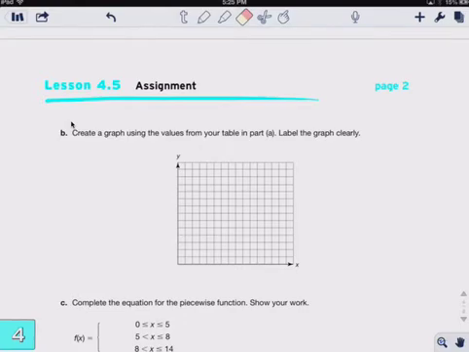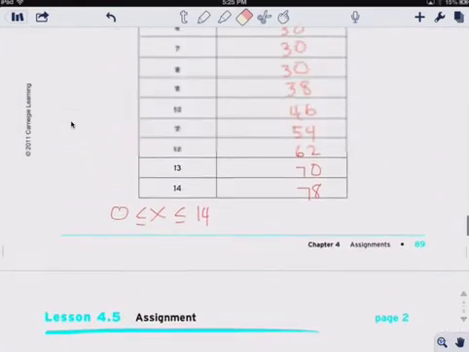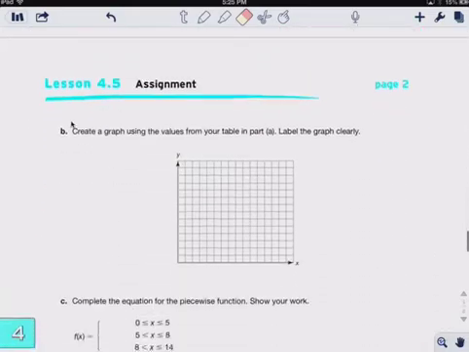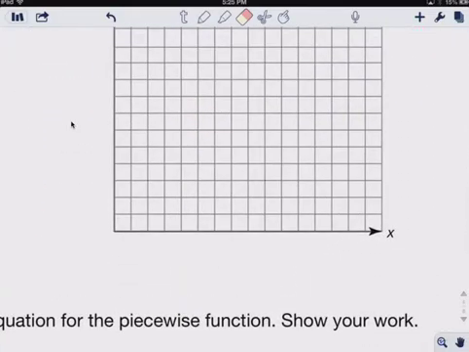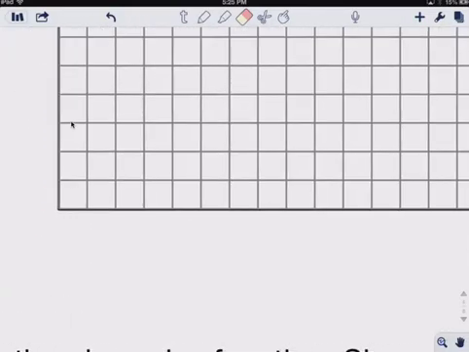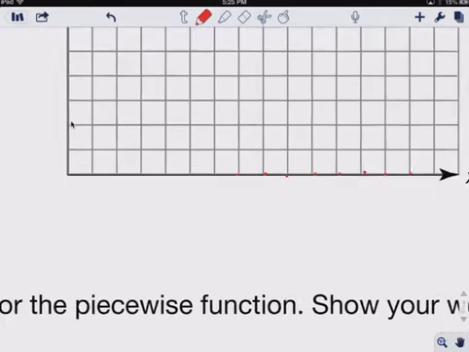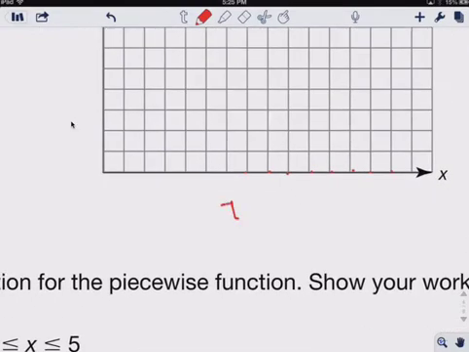Okay, the domain is 1 to 14 days. So let's see. Is there at least 14 boxes? 1, 2, 3, 4, 5, 6, 7, 8, 9, 10, 11, 12, 13, 14. Yep. Days we can count in time in days. We can count by ones.